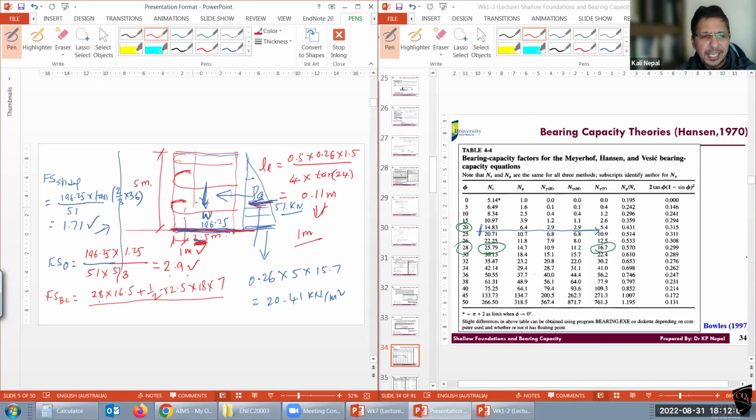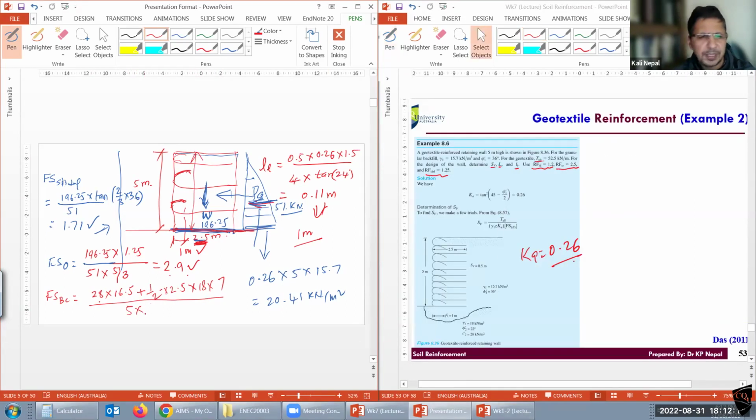Pressure at the bottom is 5 meter high with that gamma. So that means 5 times what's the gamma? Gamma of the backfill now. 15.7. Could you please calculate what you get for the factor of safety for the carrying capacity?